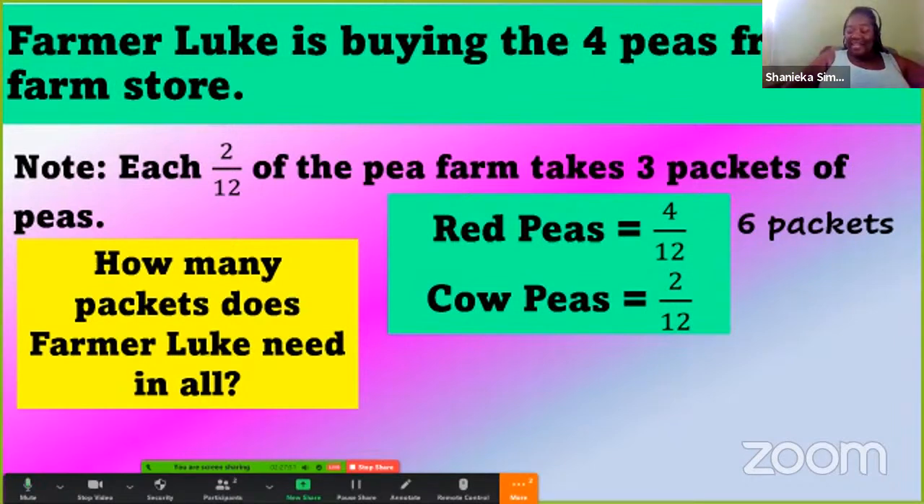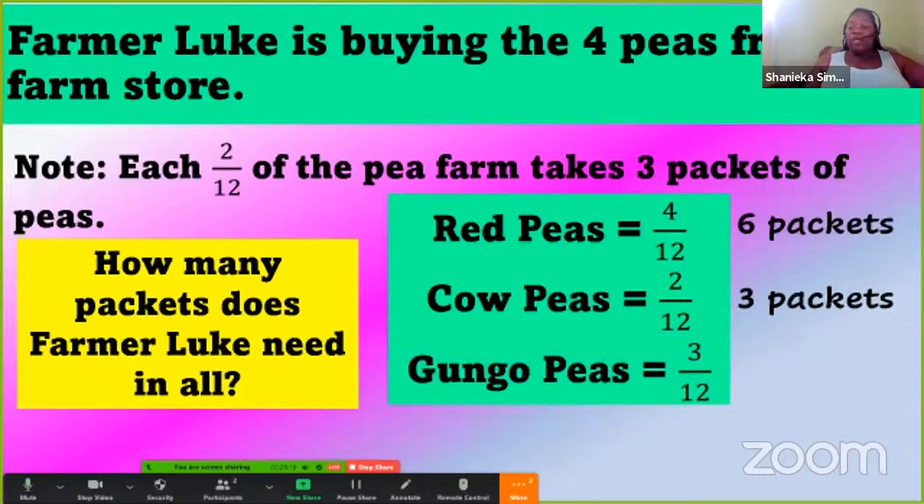Definitely, students. Don't worry, because we can make mistakes. But the greatest thing is that we need to learn from our mistakes. Making mistakes is not all the time bad, because when you make mistakes, it means that next time you're approaching a question or a task or a problem like this, you know that this won't work, right? So you just got to try something else because you have made a mistake before. Awesome. So for the cowpeas, we need 3 packets of peas. What about the gungo peas?